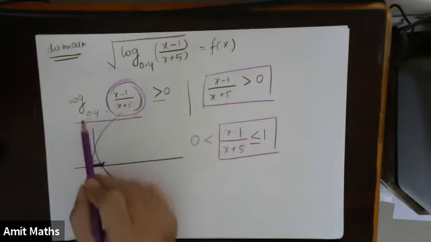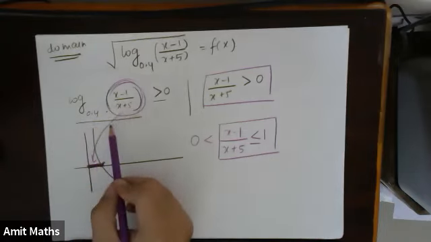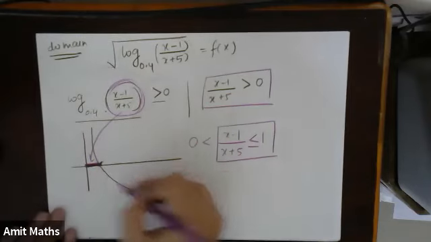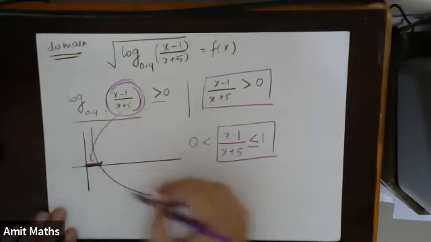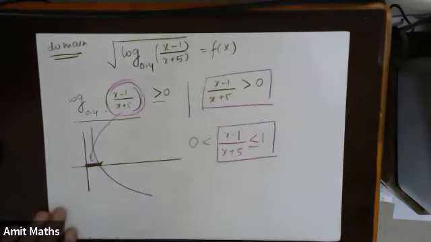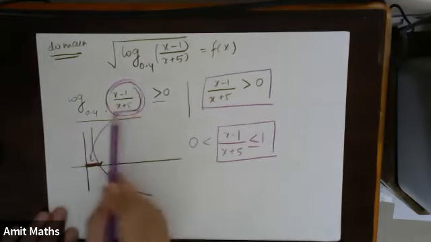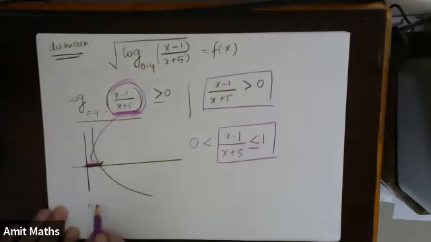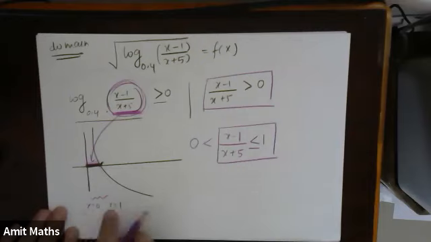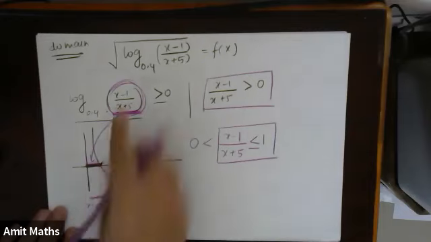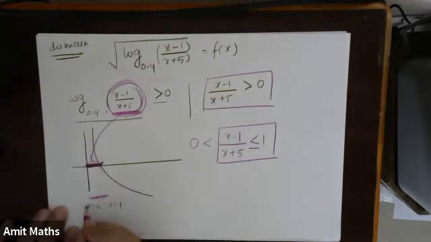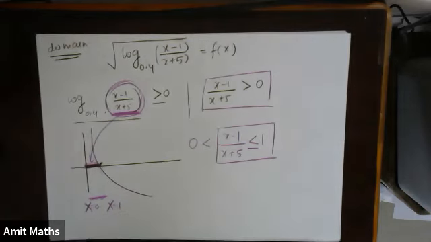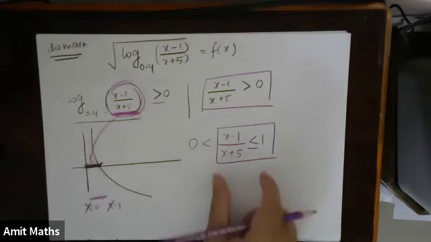Now this log is with weak base, so the function will look something like this. Whatever is inside should always take values in between x equals 0 and x equals 1. If I consider this whole thing as capital X, then capital X should be greater than 0 and less than or equal to 1.